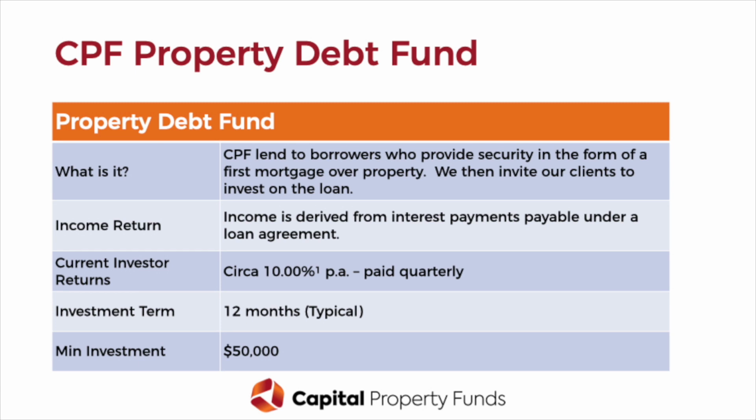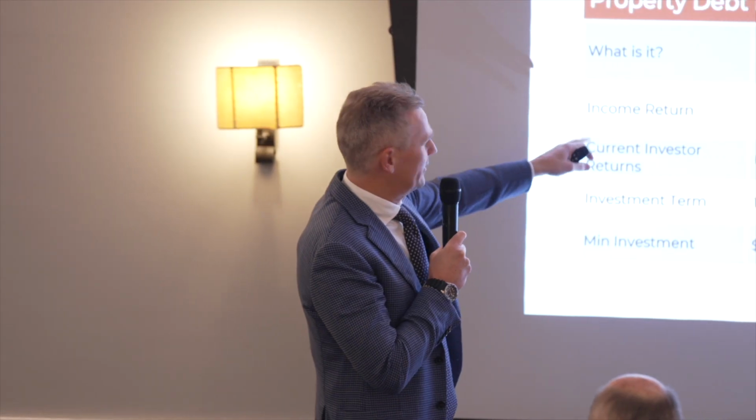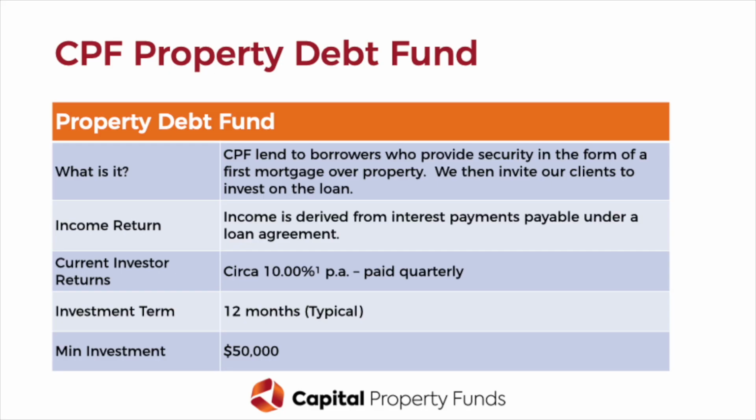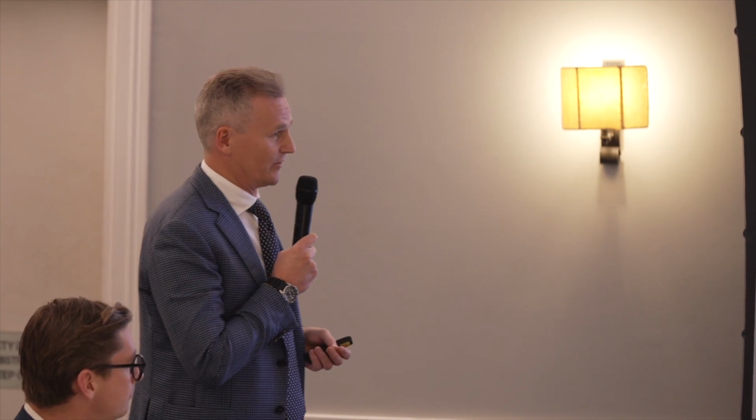And that asset is usually or always independently valued by an independent certified valuer. Income is derived from these returns via interest payments, and they're payable under a loan agreement. So when a borrower signs up, they will have a coupon that they have to pay every month or every quarter. I'll come back to that point in a moment. Currently, investor returns are around 10.5% paid quarterly. The other thing we'll spend a little bit of time on is that people immediately think these must be borrowers of last resort. So we're going to talk about the style of borrowers we lend to and our lending philosophy.